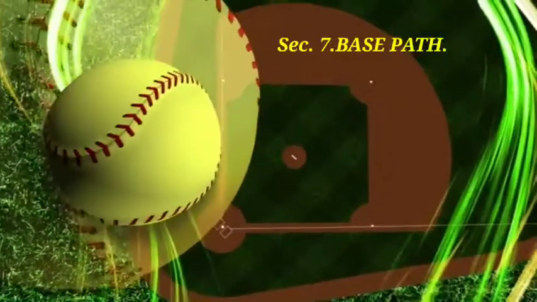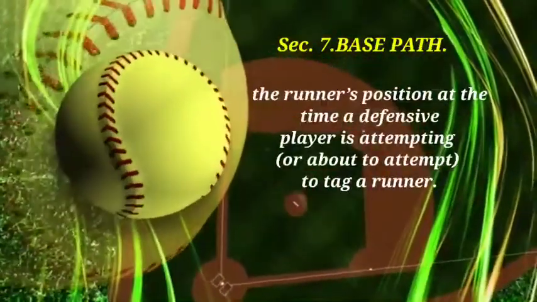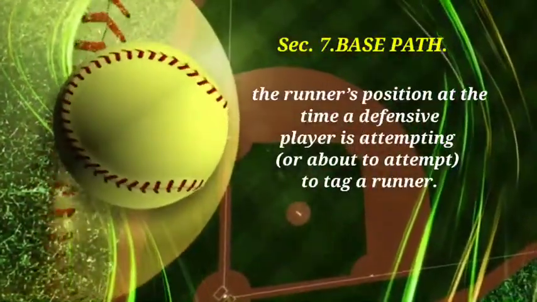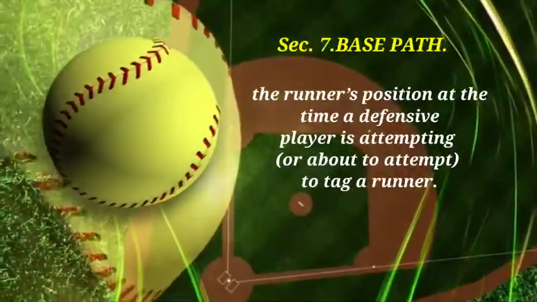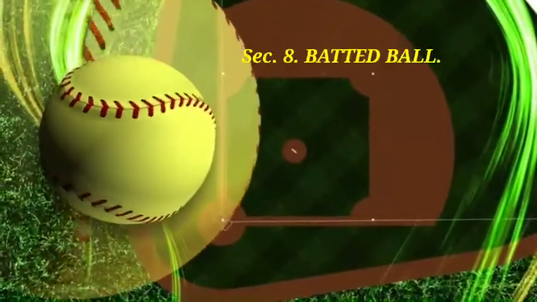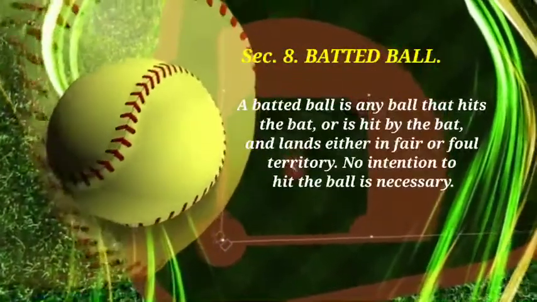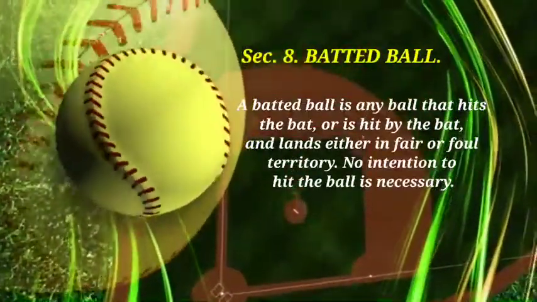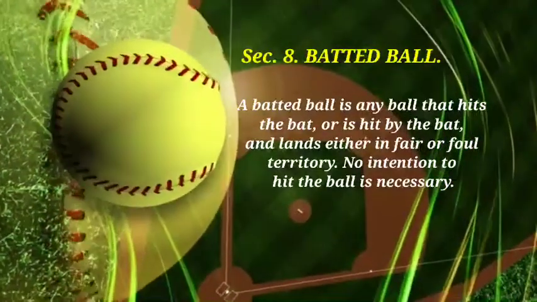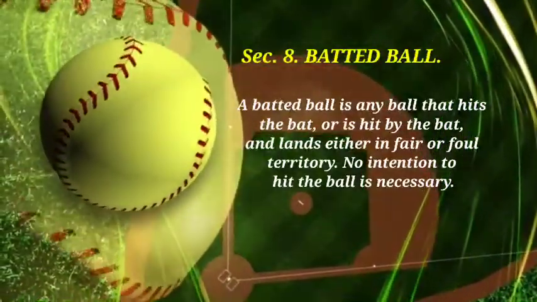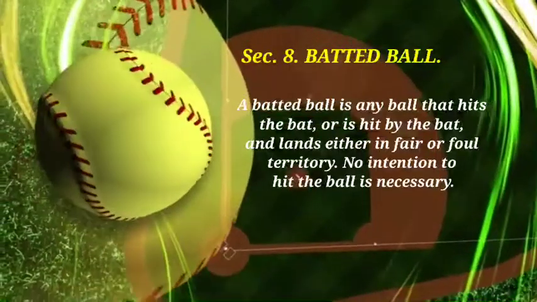Section 7 Base path. The runner's position at the time a defensive player is attempting or about to attempt to tag a runner. Section 8 Batted ball. The batted ball is any ball that hits the bat or is hit by the bat and lands either in fair or foul territory. No intention to hit the ball is necessary.